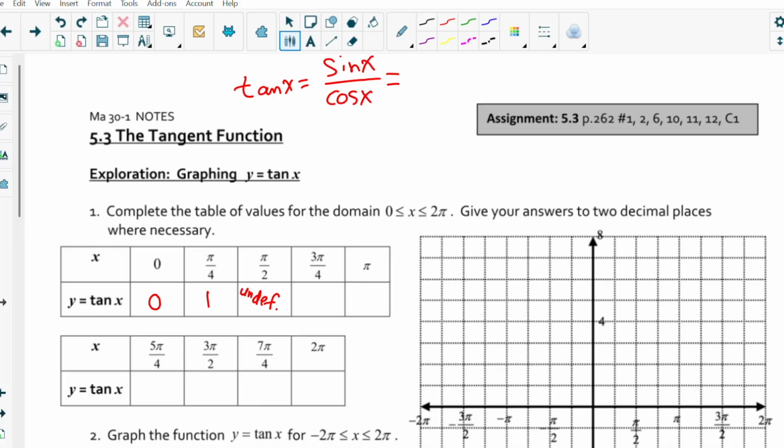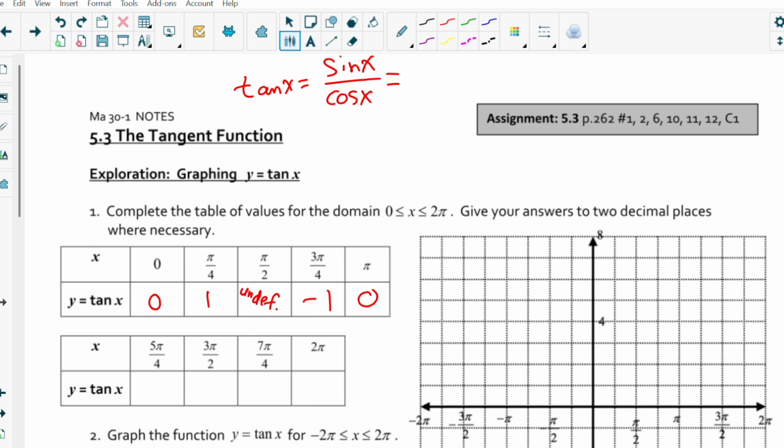And then the rest of these, if we think about 3 pi over 4, that is pi over 4 times 2, in quadrant 2. The sine of x will be a positive square root of 2 over 2, and the cosine of 3 pi over 4 will be negative square root of 2 over 2. And that's negative 1. And then on to pi, so tangent of pi. Sine of pi is 0, cosine of pi is negative 1, so that's still 0.